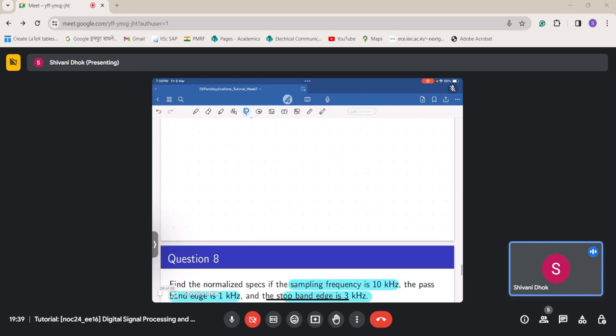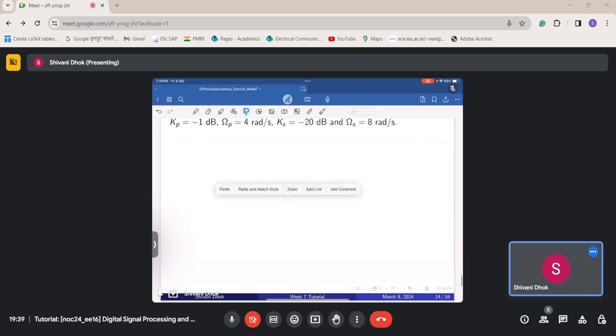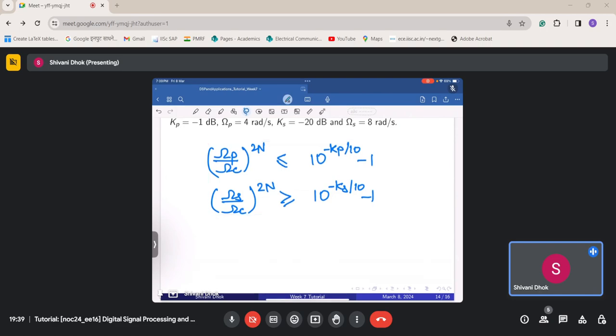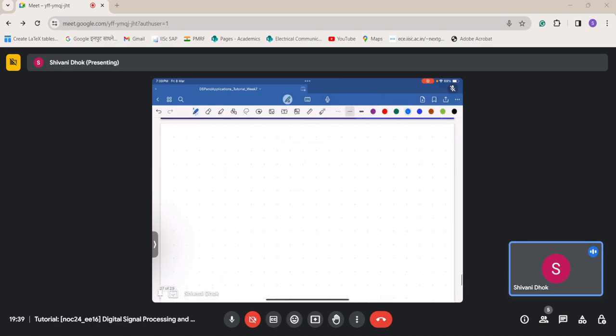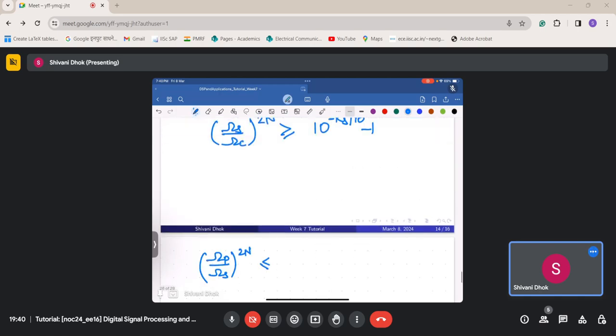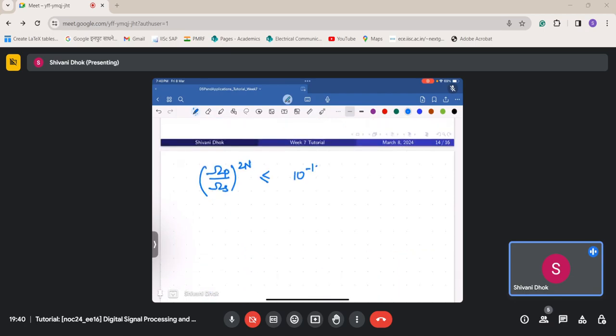So we have these relations here. Let me just write them down. First we need to find the order. The two unknowns here are the order n and omega c. We need to find n, so let us try to eliminate omega c somehow. The first relation is (omega c upon omega p) to the power 2n is less than or equal to 10 to the power minus Kp by 10, minus 1.